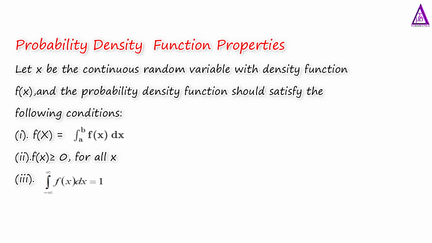Probability density function properties. Let X be a continuous random variable with density function f(x), and the probability density function should satisfy the following conditions. Number 1, F(x) equals the integral from a to b of f(s) ds. 2, f(x) is greater than or equal to 0 for all x. And 3, the integral from negative infinity to infinity of f(x) dx equals 1.